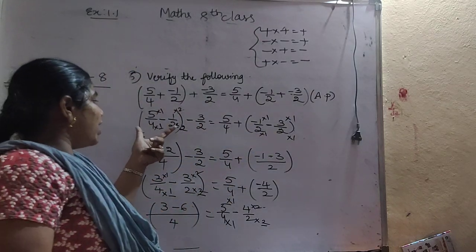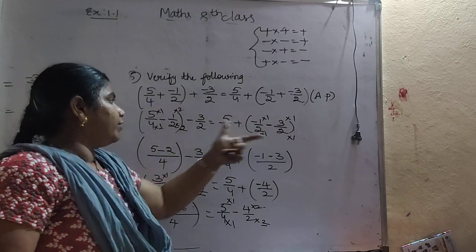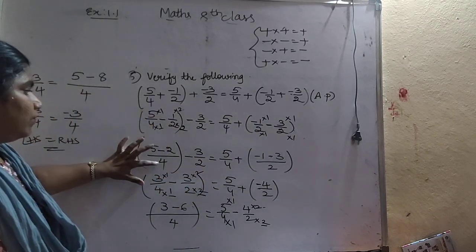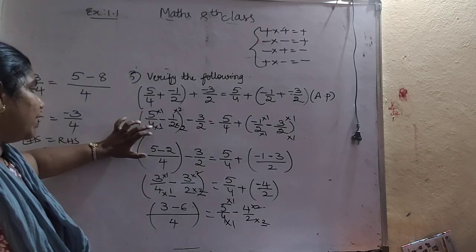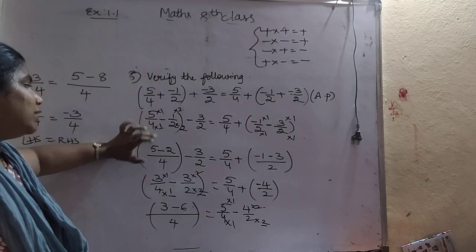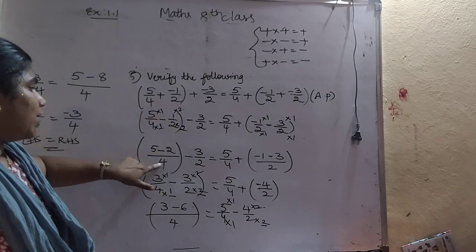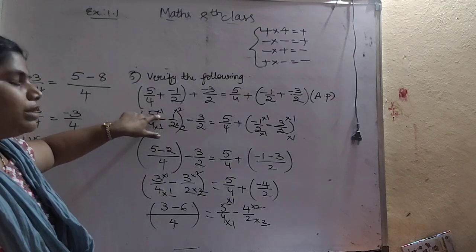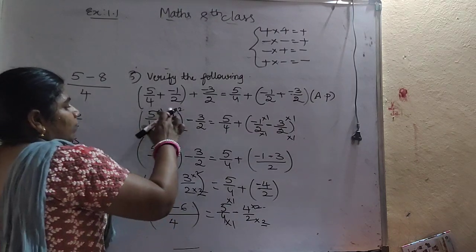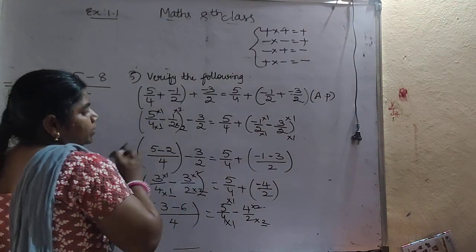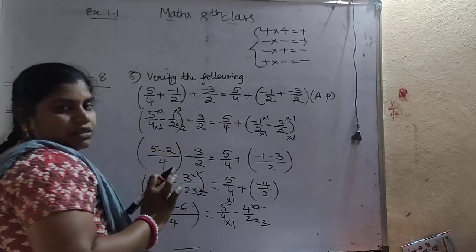And now I have solved the bracket values. 4 and 2 LCM will be 4. So after taking the LCM, how much will you multiply here to get 4 again? That is 4 1s is 4, 2 2s is 4. So the same 1 I have multiplied in the numerator and the same 2 I have multiplied in the numerator. So 5 1s is 5 minus 1 into 2 is 2, minus 3 by 2 as it is.